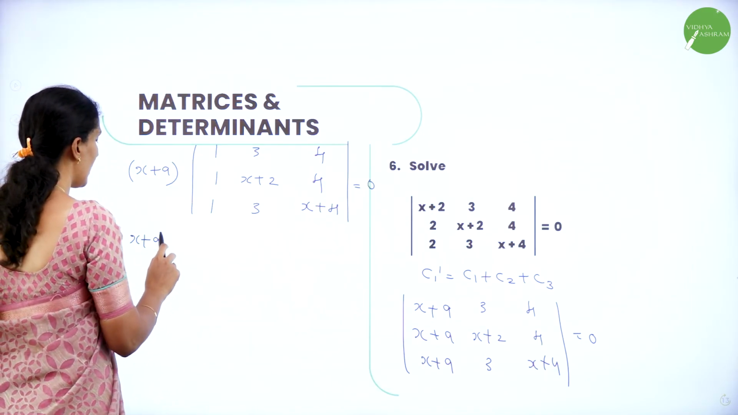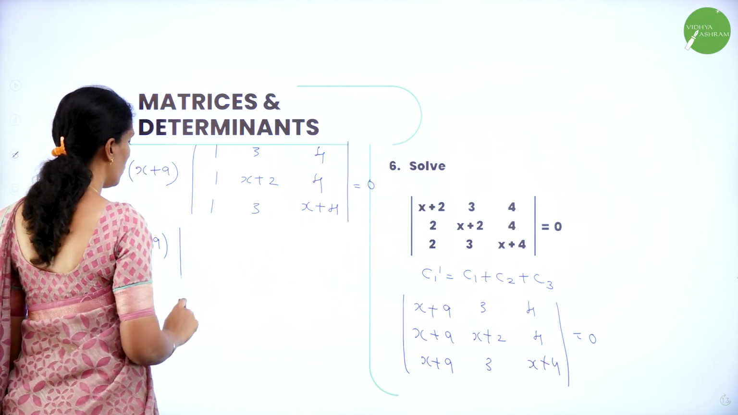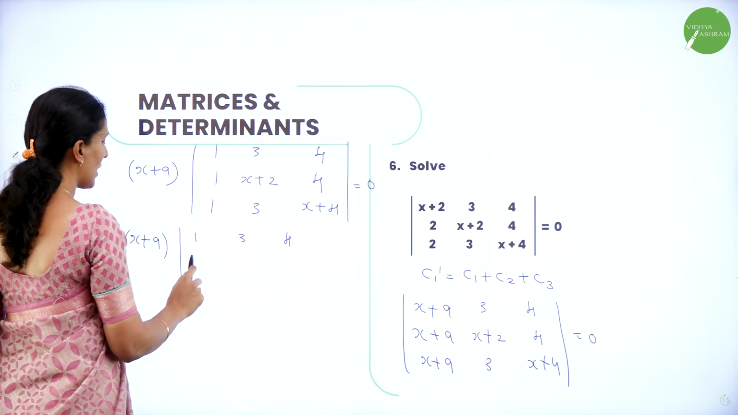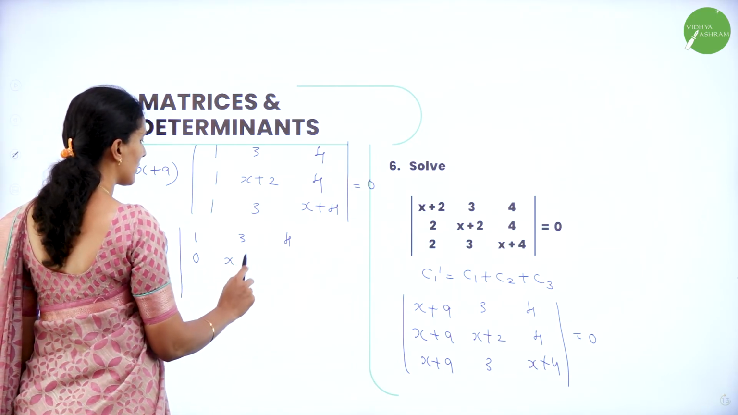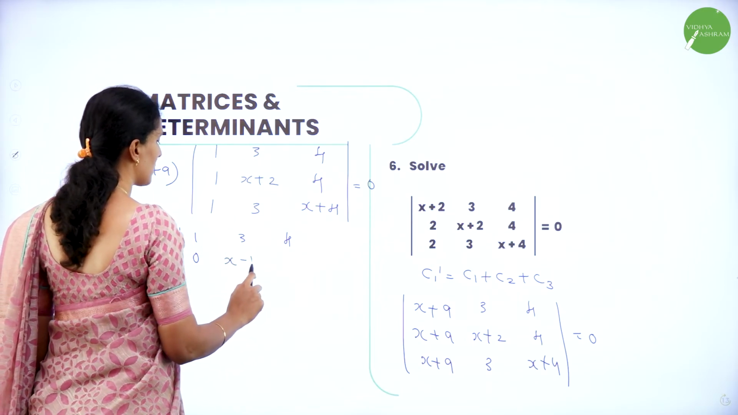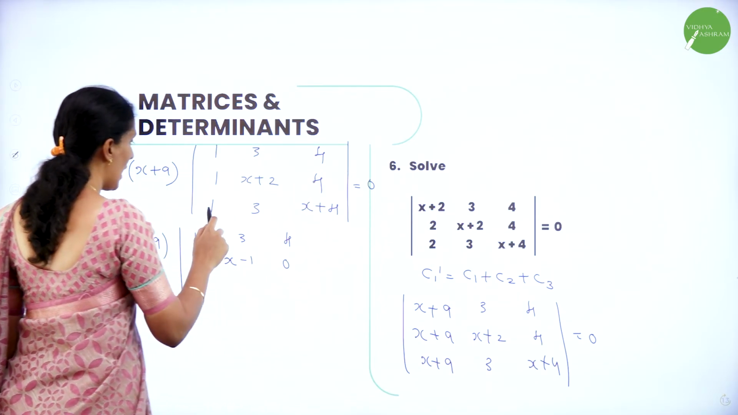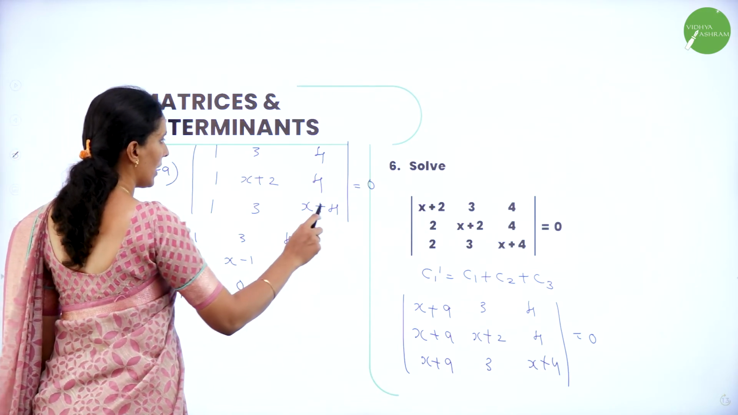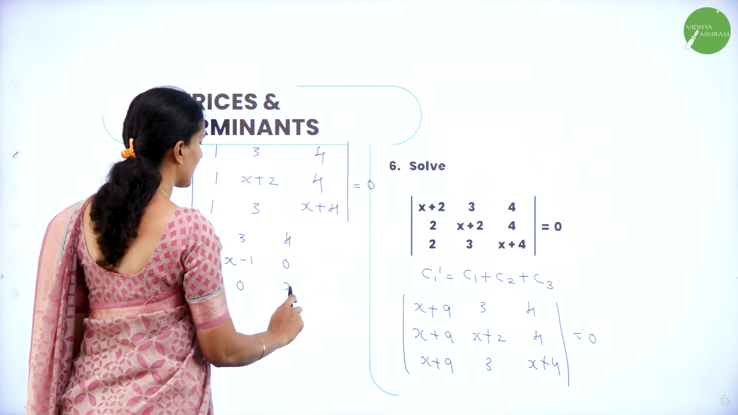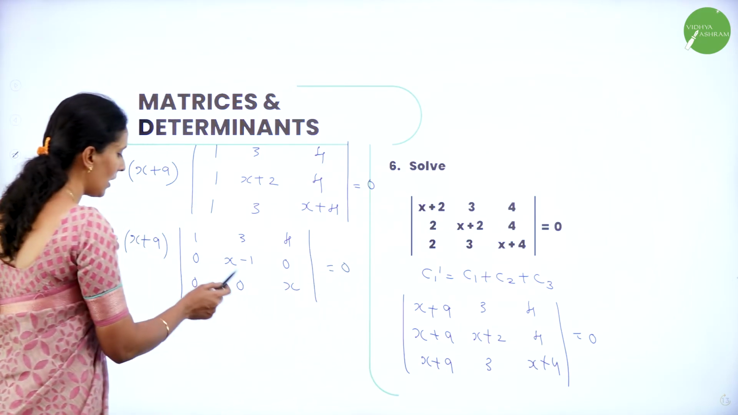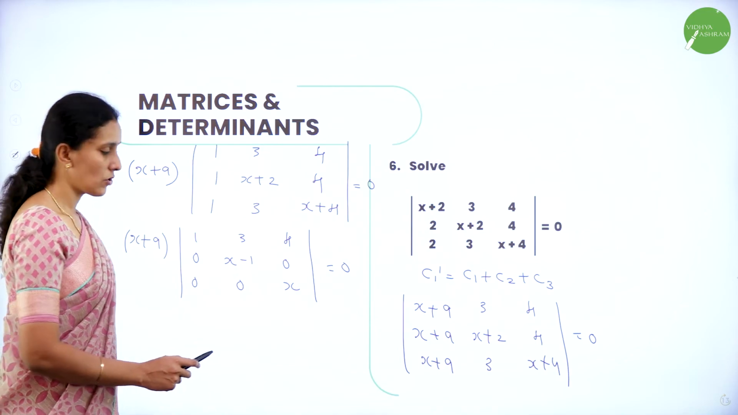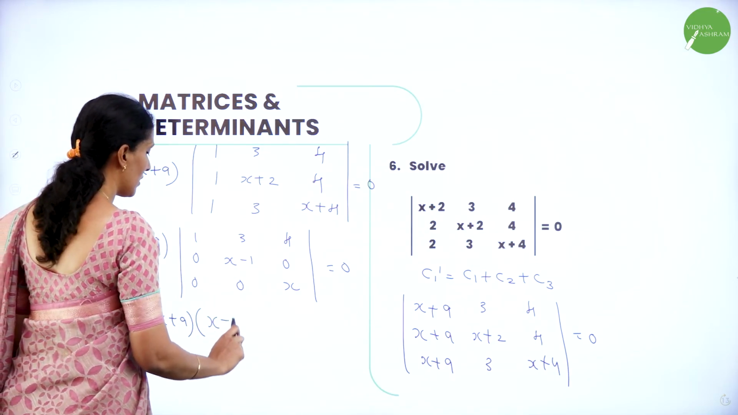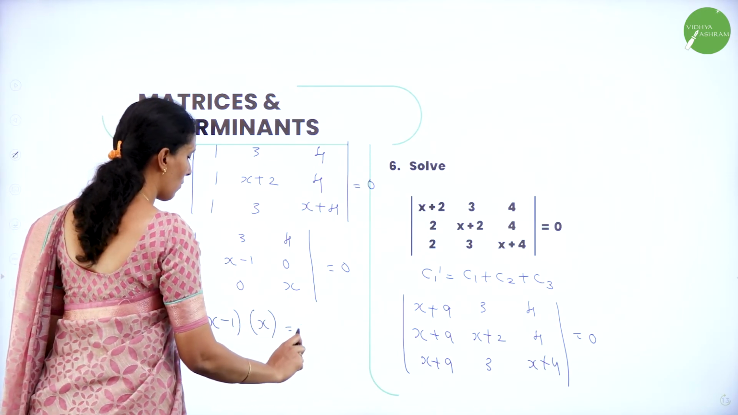x plus 9, now row operation we can do. Write the first column as it is. Second column as R2 minus R1, 0. So x plus 2 minus 3 becomes x minus 1, 4 minus 4 is 0. R3 minus R1, 1 minus 1, 0. 3 minus 3, 0. x plus 4 minus 4 is x is equal to 0. Again, we got the values under the principal diagonal are 0. So I can directly write it as x plus 9, x minus 1 and x is equal to 0.